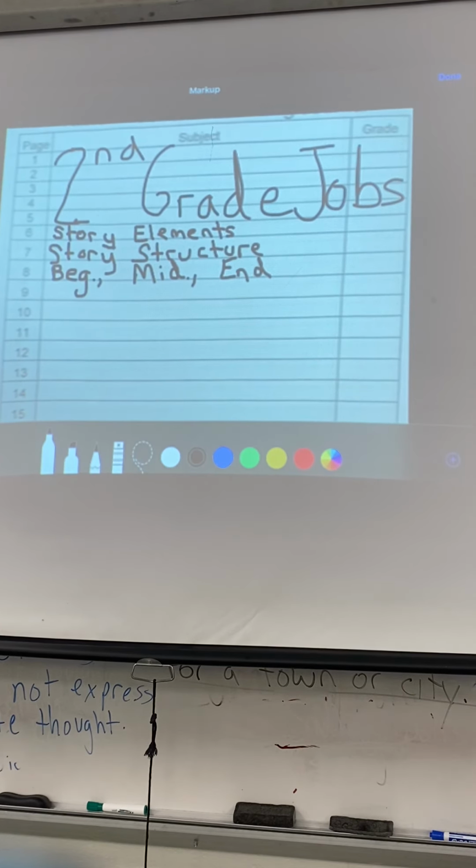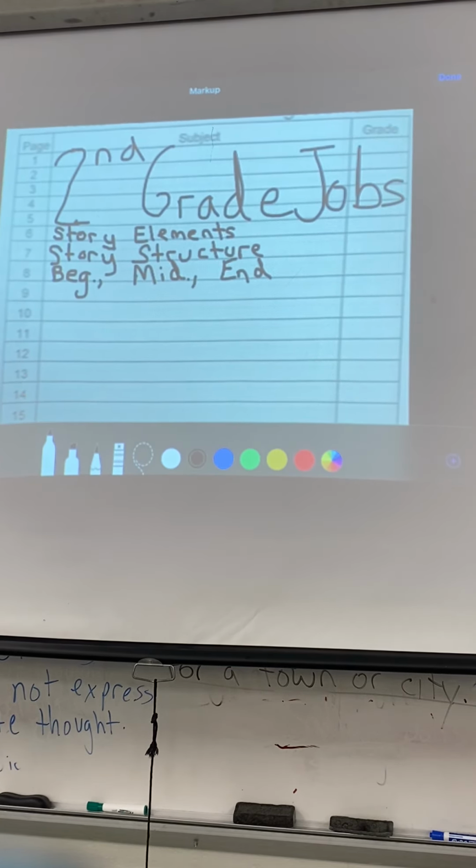So I'm going ahead and putting numbers on my pages just so it's easier for me to find the page quicker, if for some reason I need to flip there quickly.